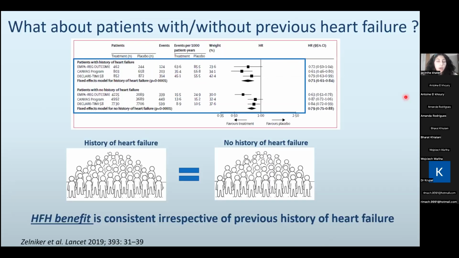Here is about patients with previous heart failure or ongoing heart failure, or no history whatsoever. Here, the results are actually equivalent, meaning that the sample that had a history of heart failure had the same results. They both showed a heart failure hospitalization benefit, as did the sample that had no history whatsoever of heart failure.